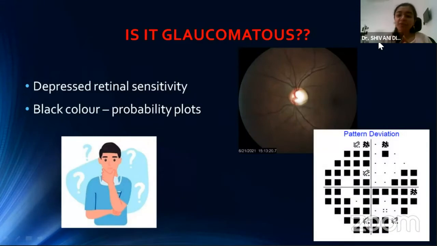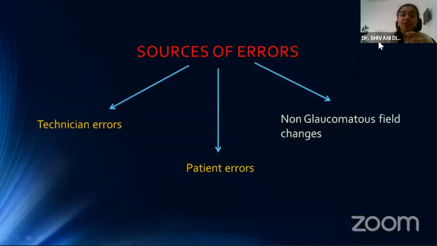So there are times when we find significantly depressed retinal sensitivity points in the visual fields. However, the disc is not looking that bad and we wonder, is it really glaucomatous? Well, all that is black is not glaucoma. We can get false visual field reports because of errors done on the technician's part or by the patient while performing the test. There can be non-glaucomatous changes in visual fields as well, which will be covered in the subsequent presentation.